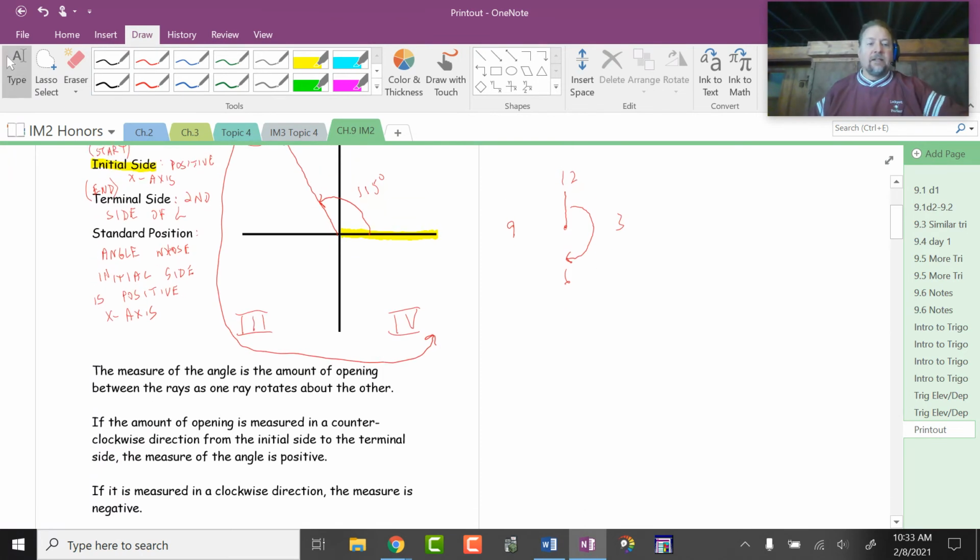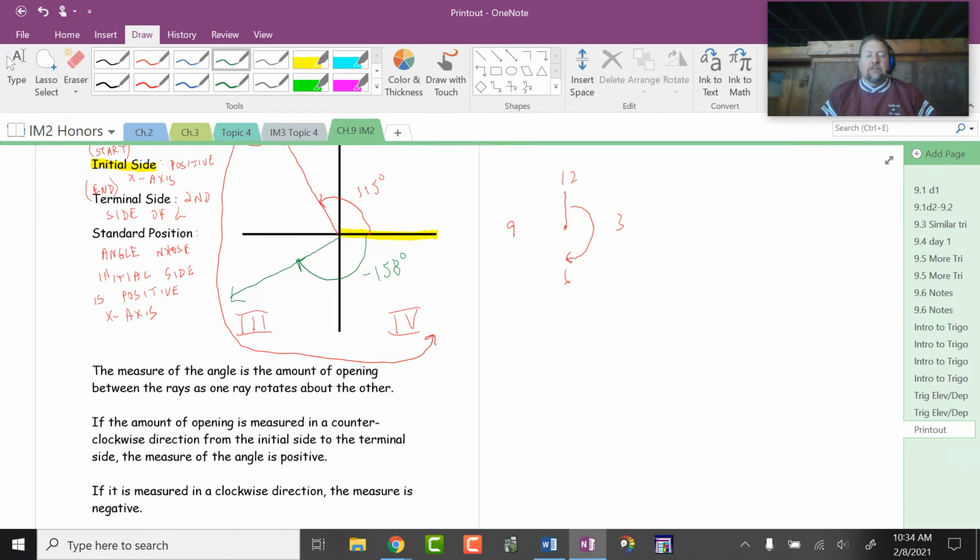Therefore, the next sentence: if it is measured in a clockwise direction, the measure is negative. So the only point of positive and negative angle measures is which direction am I going? And I made this one look a little more angular than this one, so I'll say negative 158 or something like that. I'm just making up angle measures, guys, okay? But that should be a reasonable guess because it is bigger than negative 90, and it is not as big as negative 180. All right, so we should have a good idea why I picked that angle measure.